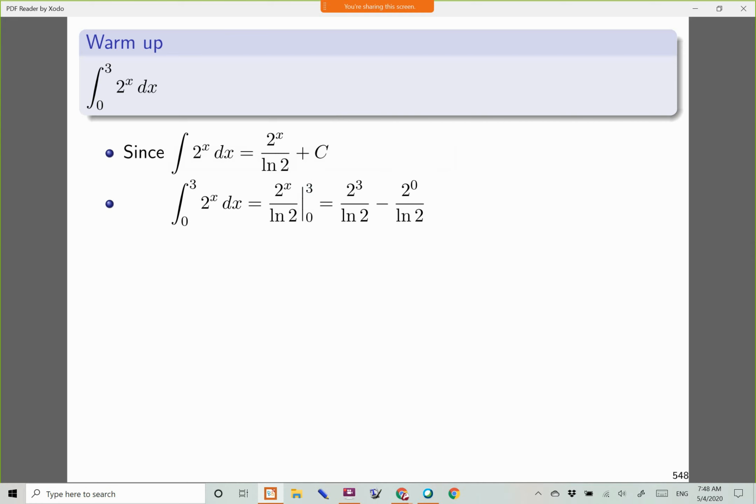As far as final answers go, I'd be fine with this being left like that, but since the opportunity presented itself, I would like to mention, well, there's 8. 2 to the 0th is 1. Since you have a common denominator of ln of 2, you have 8 over ln of 2 minus 1 over ln of 2. You can simplify that to 7 over ln of 2.